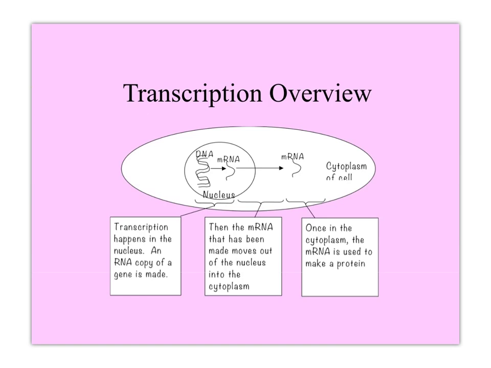Here's a diagram that goes through transcription looking at this whole cell. So we start with DNA in the nucleus. It is a double-stranded molecule. Once mRNA makes a copy of this DNA, it will be a single-stranded sequence, and it will leave the nucleus and travel to the cytoplasm.